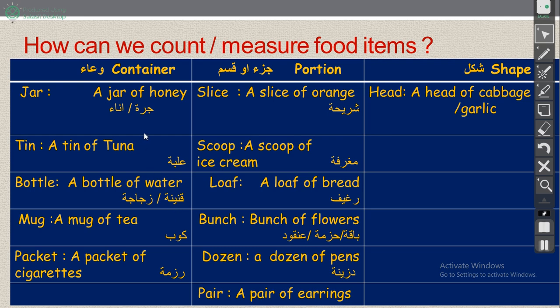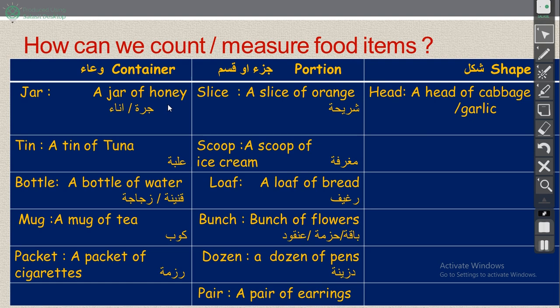What is the idea here? We can count food items from the container, from the portion, from the shape. First, you should know the meaning of each word: jar, tin, bottle, mug, bucket, slice, scoop, loaf, bunch, dozen, pair, head. Okay? And I made a table here to show how you can count food. For example, I can use a bottle of water and I can use a mug of water, right? Okay, and this is the idea.